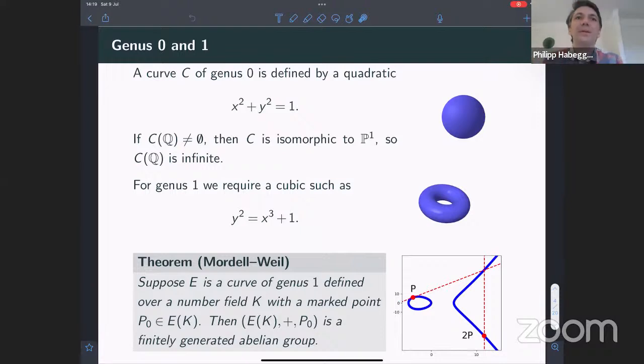Now the important input from arithmetic is the theorem of Mordell-Weil, which says, well, the first version was due to Mordell for curves over the rationals, later generalized by Weil to higher dimension and number fields. So if we have a curve of genus 1 together with the marked point, then we get an abelian group. And the arithmetic feature here is that this is a finitely generated abelian group. So this is what the main part of the theorem says.